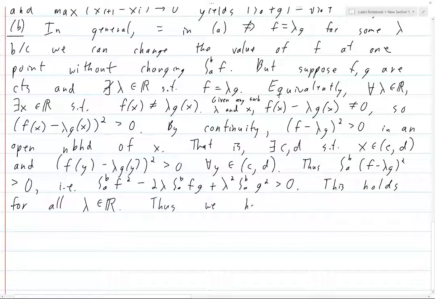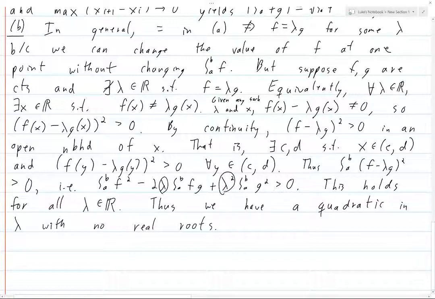Thus, we have a quadratic. How do you spell quadratic? I think it's a T. Quadratic in the variable lambda with no real roots. Because look at this. First of all, this is indeed a quadratic in lambda because we have a constant term. So we have this term with a lambda, and we have this term with a lambda squared. So we have a lambda squared term, a lambda term, and a constant term.